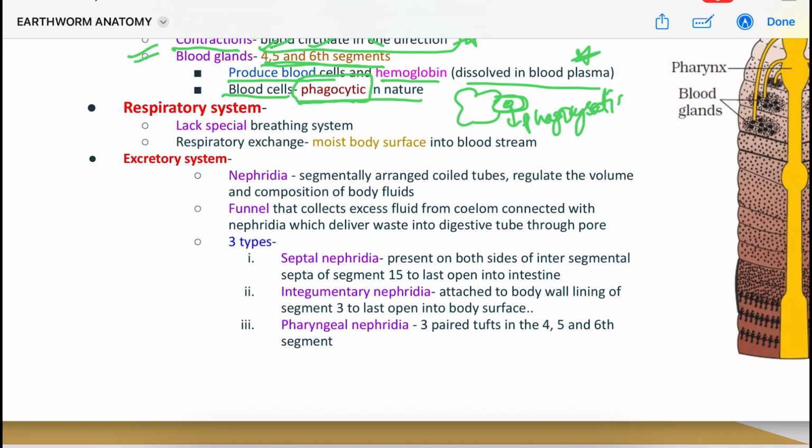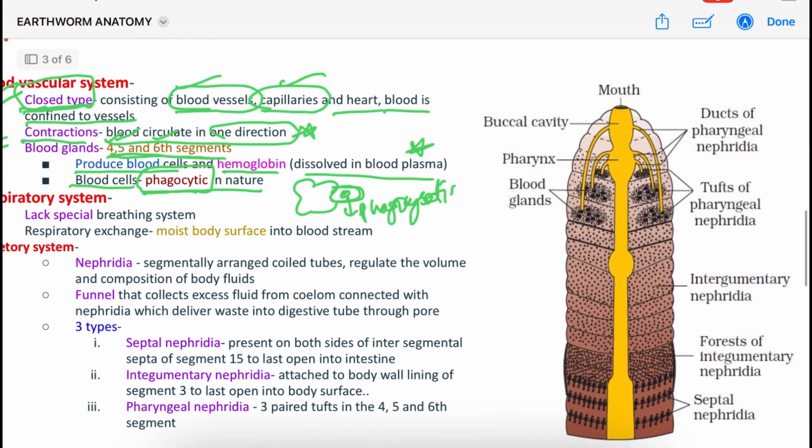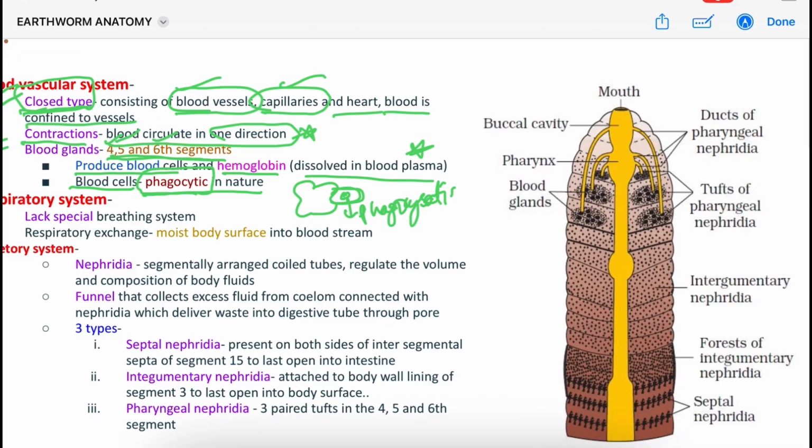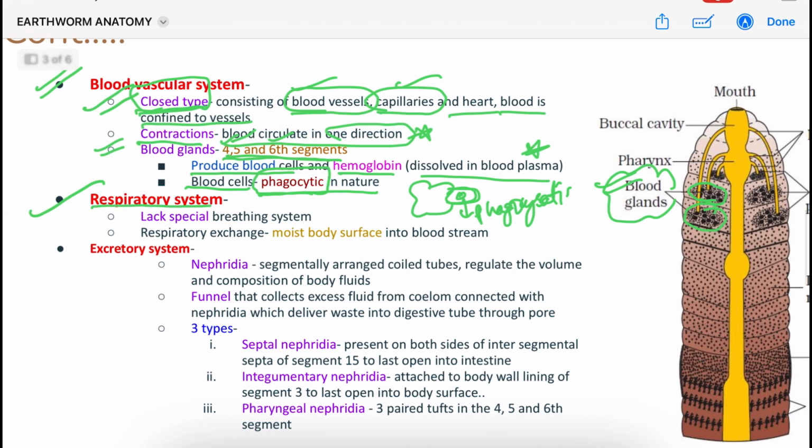Here blood glands are shown. Yes, these are blood glands on the 4th, 5th segments. Okay, these are blood glands. Next is the respiratory system.